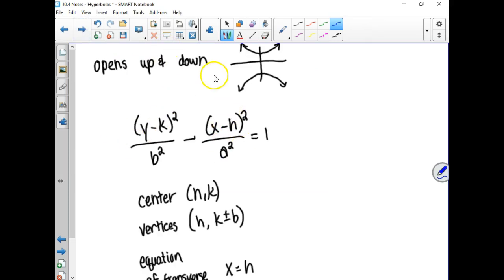If the hyperbola opens up and down, then the y is going to be positive. So for that one, y is positive. So notice right here, the k comes first, but it's still the y coordinate in your center. So sometimes kids get their center backwards if that y is first, because they make this the x coordinate and this the y. So pay attention to that.